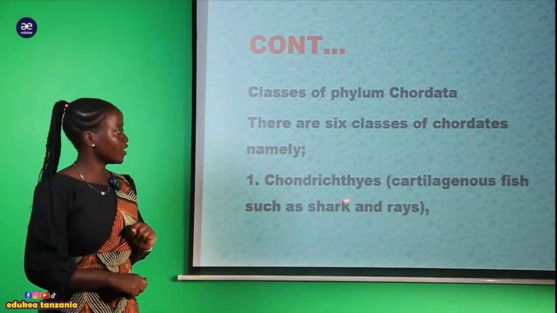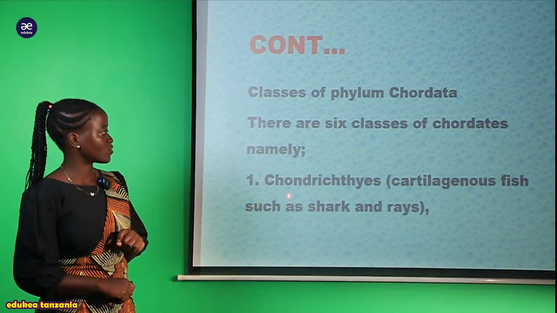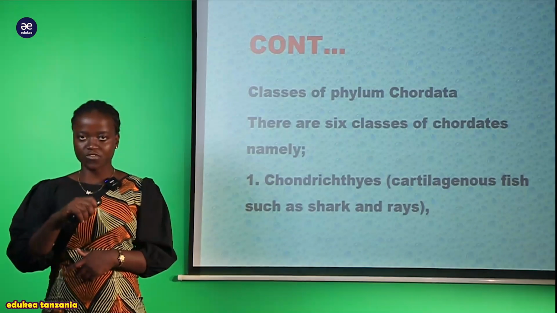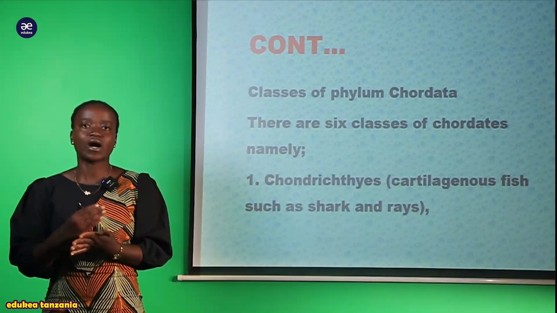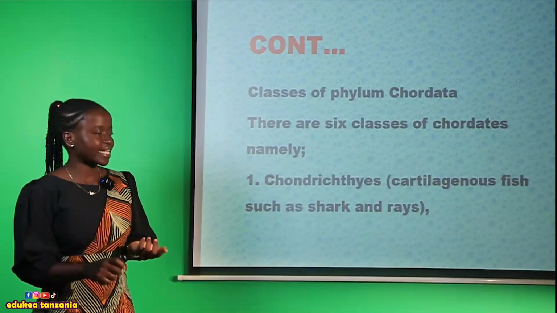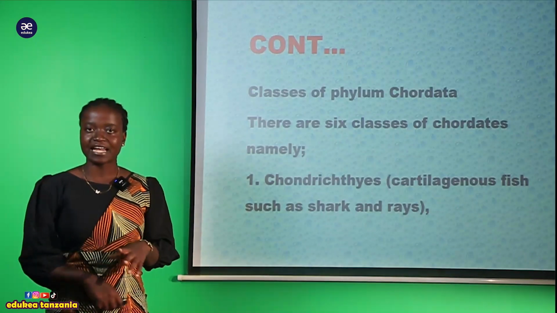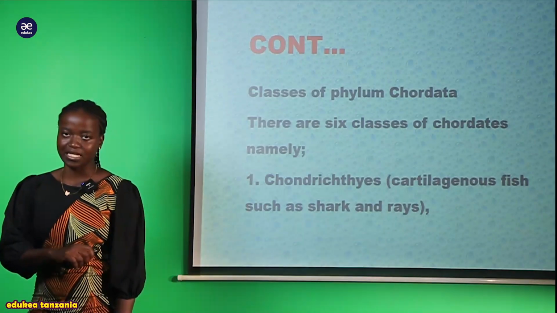Kwa sasa hii klasi ya kwanza tumesema kwamba inaitwa Chondrichthyes. Chondrichthyes ni wale cartilaginous fish, wale fish wote ambao wanakuwa na cartilage ndio ambao tunaita cartilaginous fish. Mfano mzuri tunayo sharks pamoja na rays ndio ambao wanapatikana ndani ya hii class.